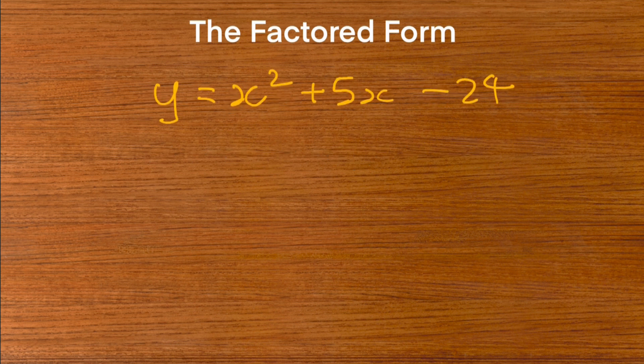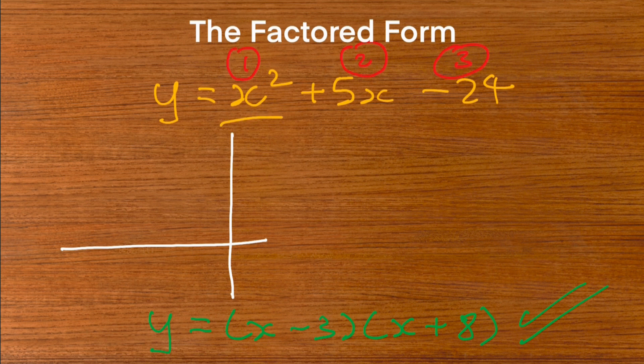So this is our quadratic equation in standard form: y equals x squared plus 5x minus 24. If you think that this is the factored form, then you are right. So let's see how we can obtain this answer right here. The method I'm going to show you is known as the T method because it looks like a T shape. So notice there are three terms right here. Term 1, 2, and 3.